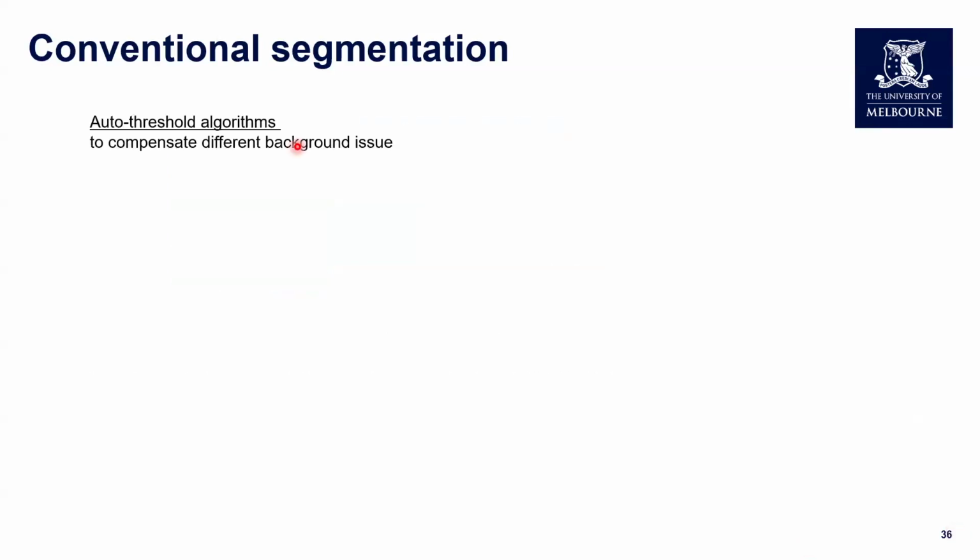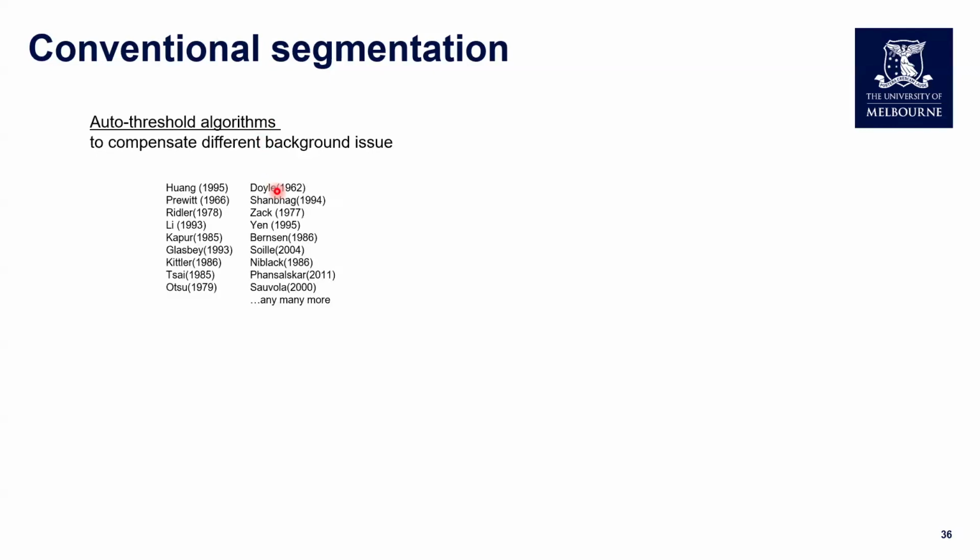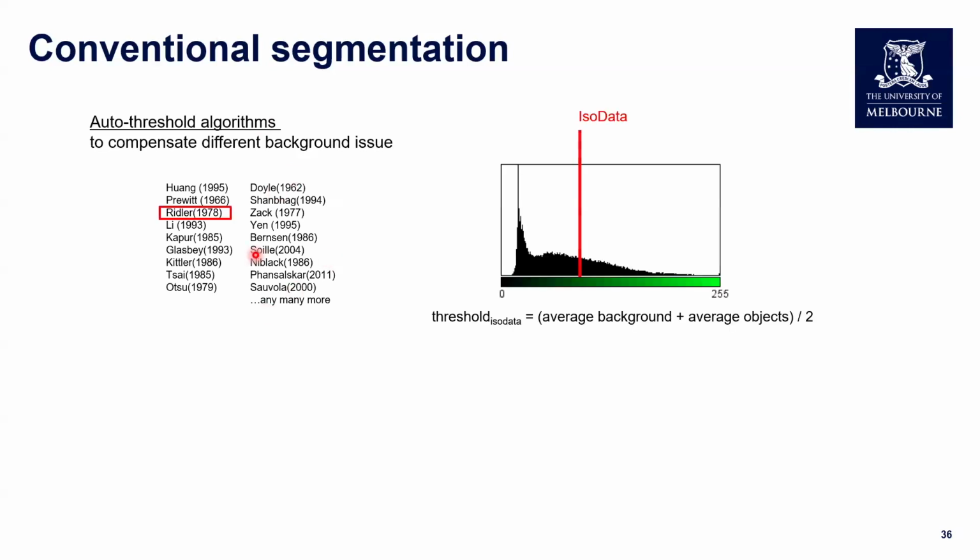To compensate for this issue, we can use the auto threshold method. In this method, the threshold is calculated logically for each image. There are many auto threshold algorithms available, as you can see here. For example, one of the methods published by Ridler is called isodata. In this method, the threshold is found as a value where the averages of the pixels above the threshold and below the threshold are identical. You can see the equations here.